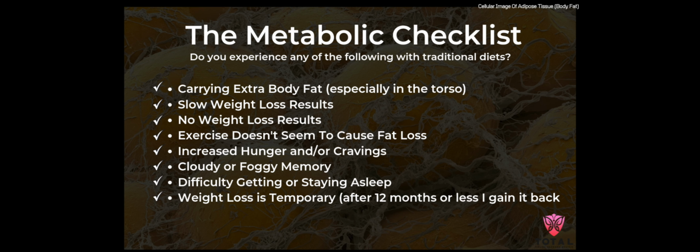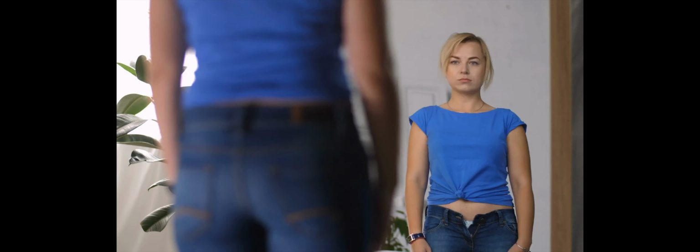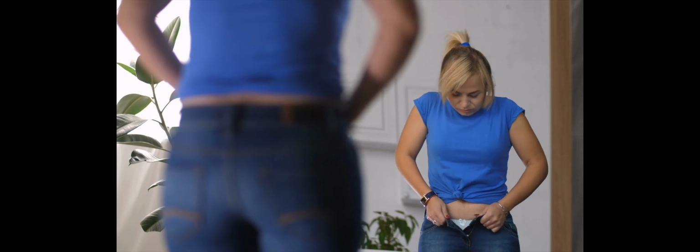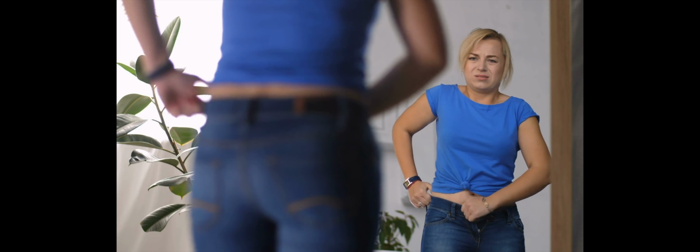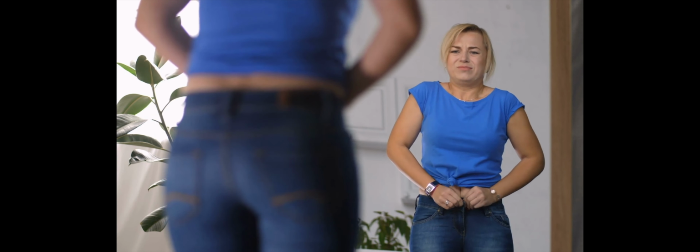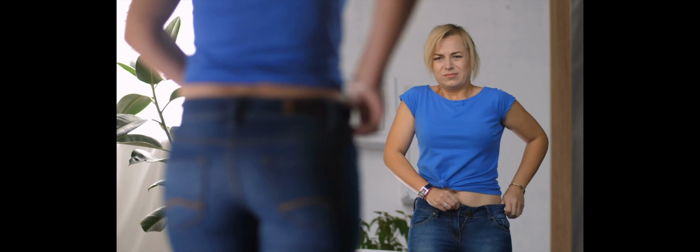I probably get hungry often. I'm going to get cravings often. I might have cloudy, foggy memory. I might have trouble sleeping, either getting to sleep or staying asleep. And any weight that I lose is temporary. So if any of that checklist applies to you, if you're like, yeah, a lot of those or some of those or all of those sound like me, then it means we probably got something going on inside.